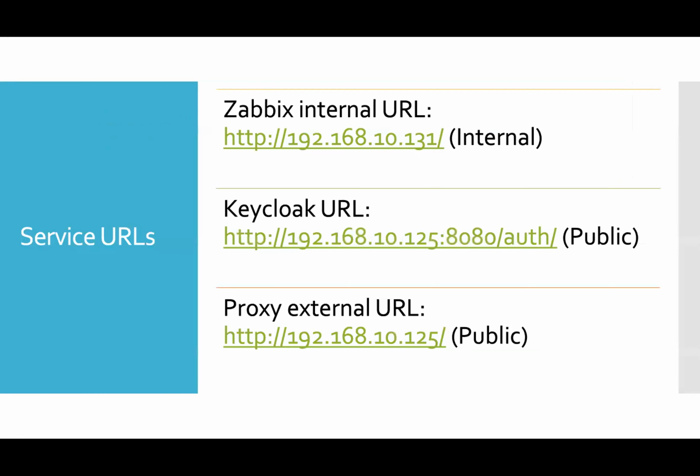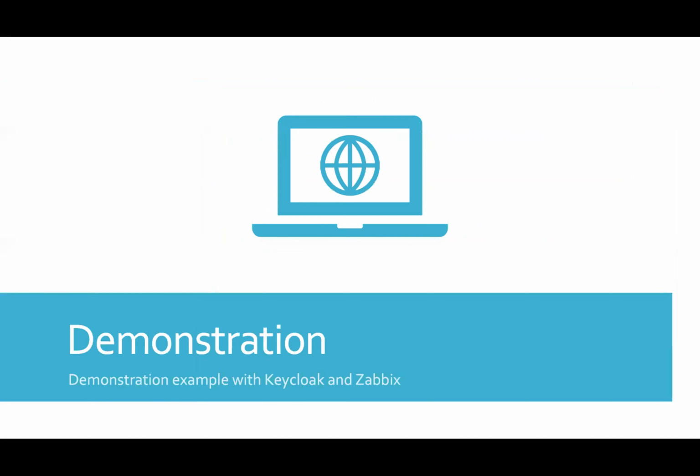So for this example, we'll have a Zabbix internal URL, which is the URL that the user would access on the local network. And then the Keycloak URL will be public, and this is the URL where the user's identity will be verified remotely. And then the external URL of the proxy, this is the URL that the user will type into their browser to access the application remotely. So now I'm going to give a demonstration of this functionality in my web browser.